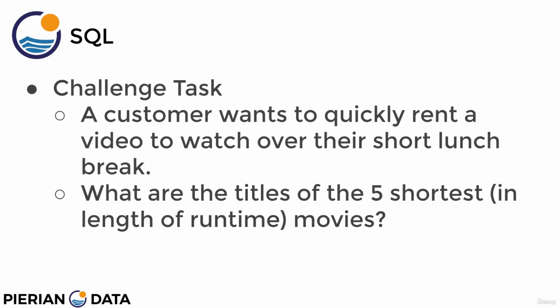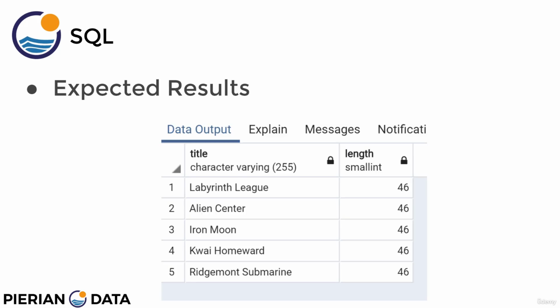The next challenge task: a customer wants to quickly rent a video to watch over their short lunch break. What are the titles of the 5 shortest movies, that is, in length of runtime? Okay, here comes the expected result. The expected result are these 5 movies, and if you want, you can see the actual length of those movies is 46 minutes each. So you should get these 5 titles.